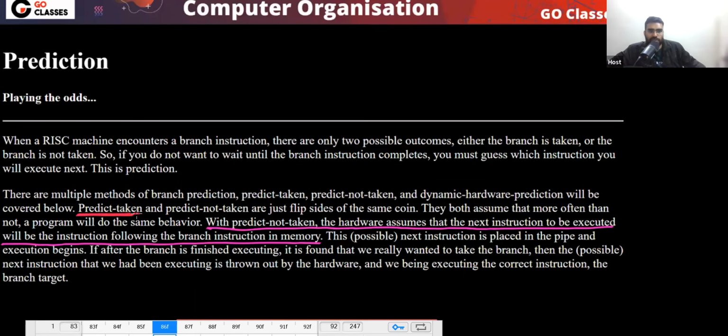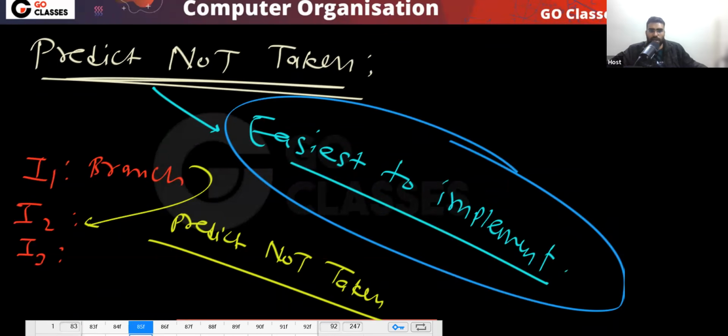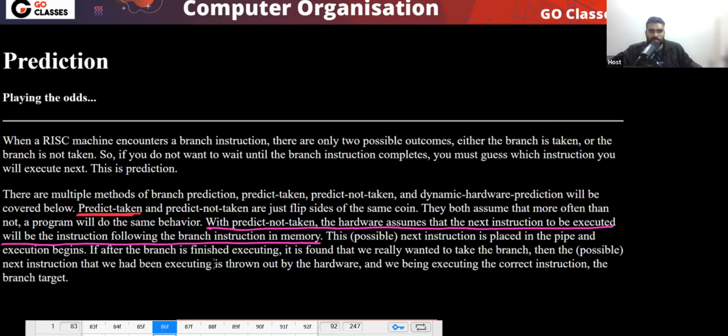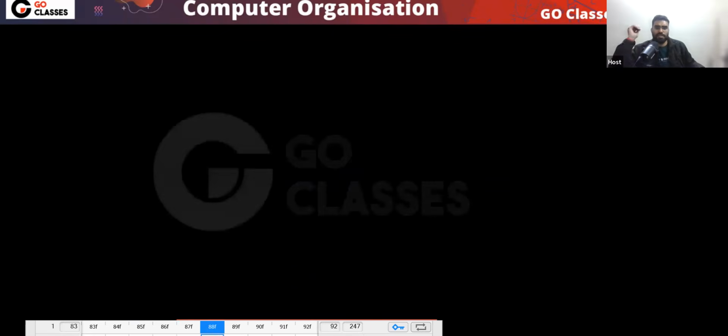In predict taken, we assume that we will jump. And if there is any problem, you will flush. You will flush from the hardware. That's it. Now we will see some questions. With questions, all the concepts will become clear. But tell me, at this point, are the solutions that we have seen for the branches clear?